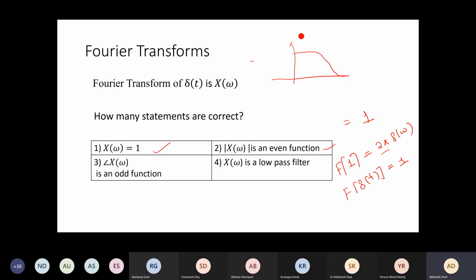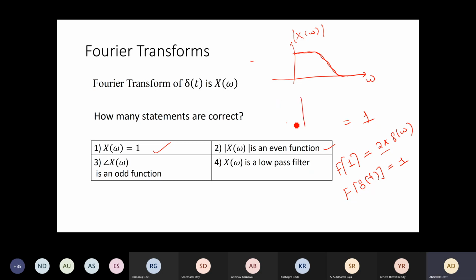So this would be X omega, or mod of X omega, however you want to say. Let me say mod of X omega. So mod of X omega will be something like this. You can see it passes low frequencies more, and high frequencies it kills. So this is omega. Typically like this you have a low pass filter.